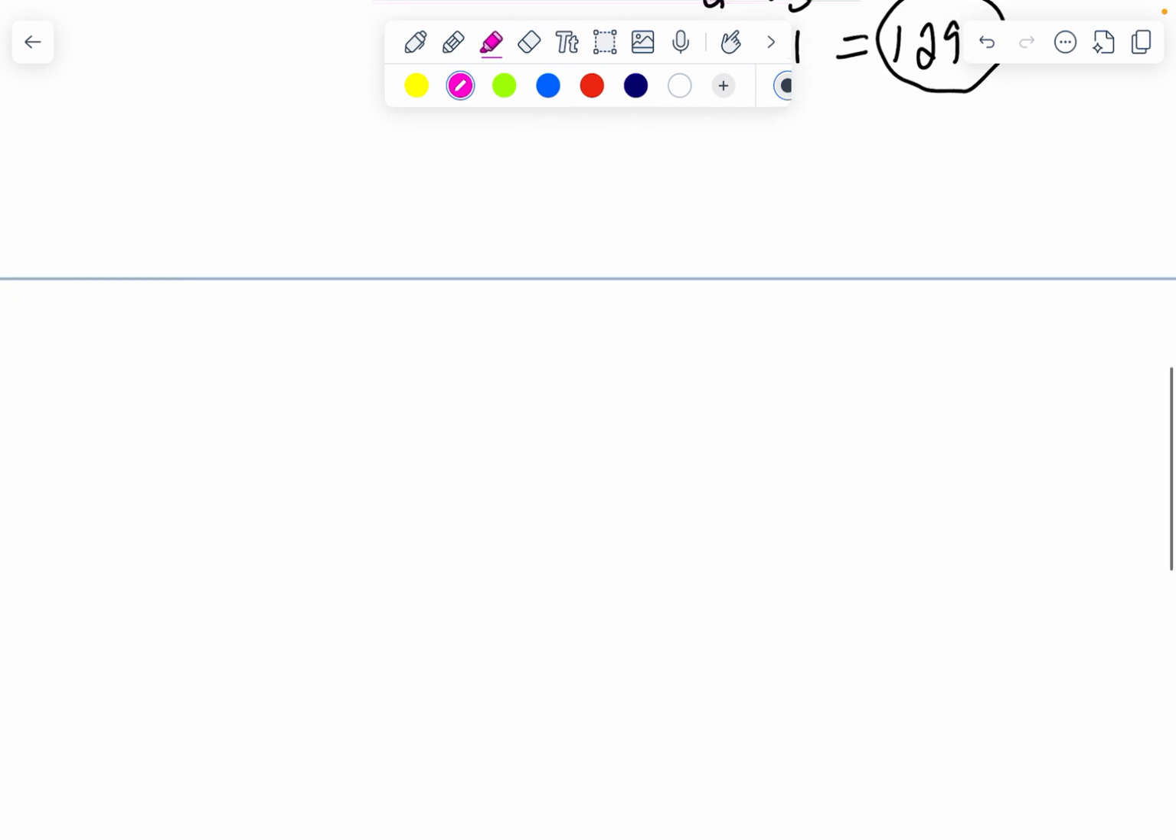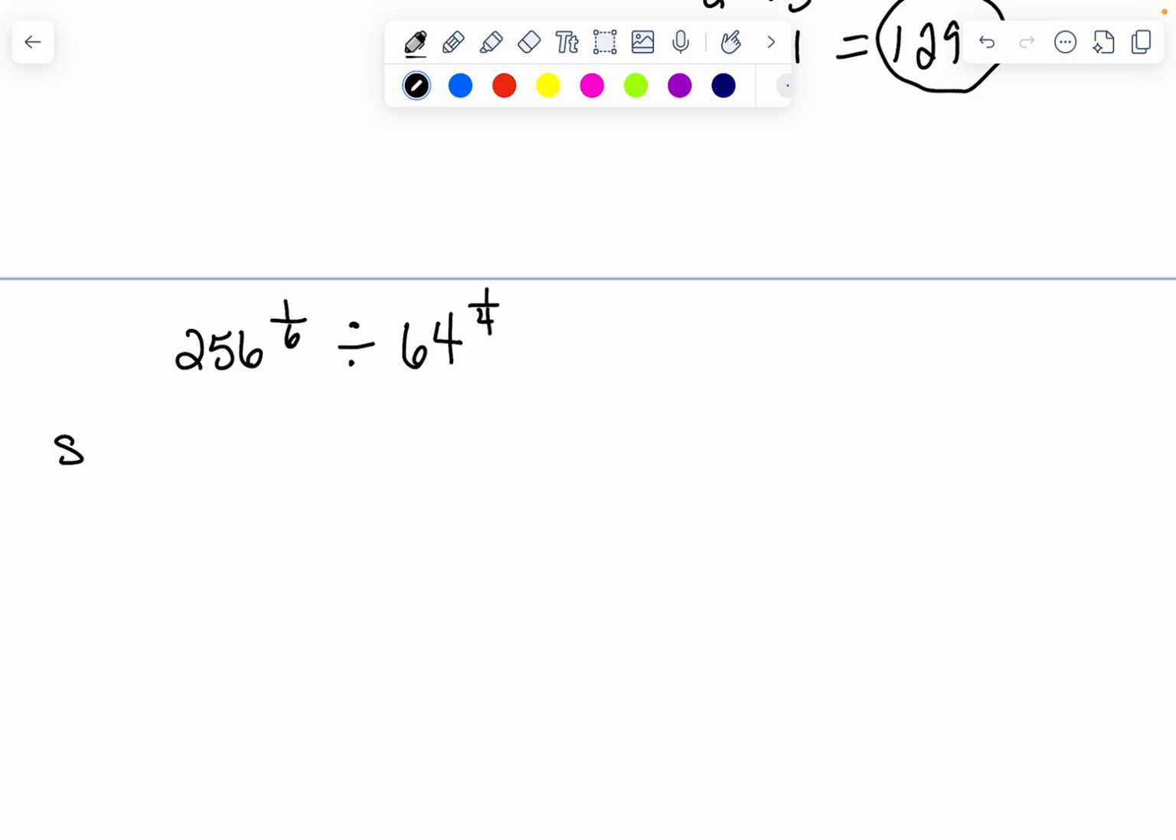We're going to look at when we have 256 raised to the 1/6 power divided by 64 raised to the 1/4 power. So there's a few steps that we need to do here. Our step 1 is we need to put 256 and 64 into its prime factorization.